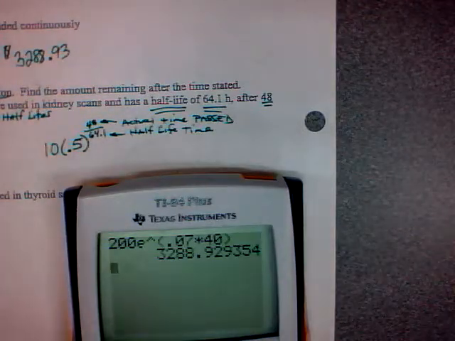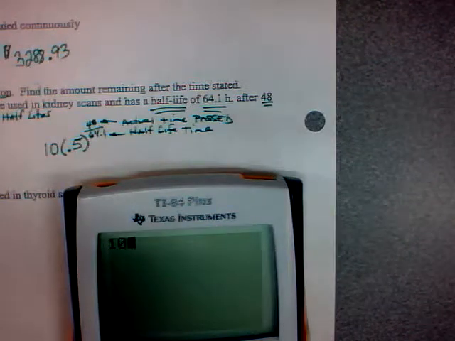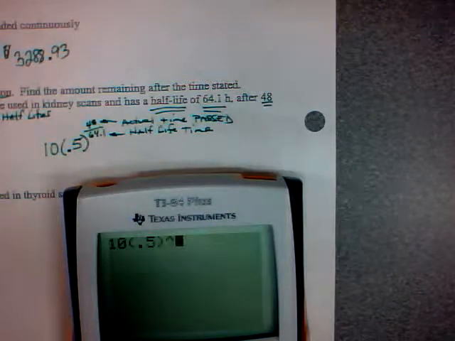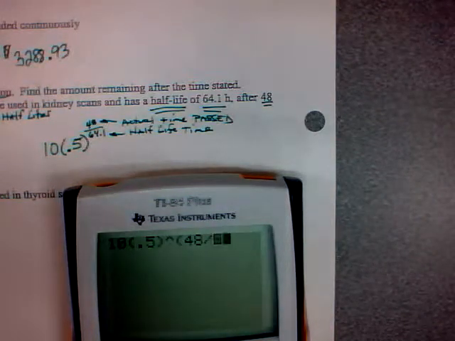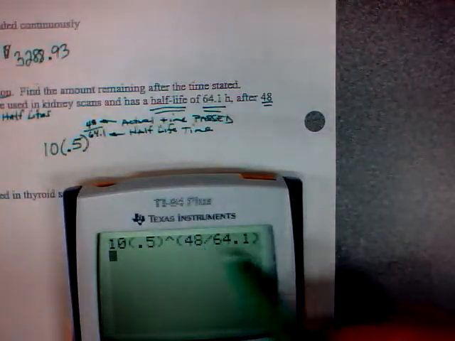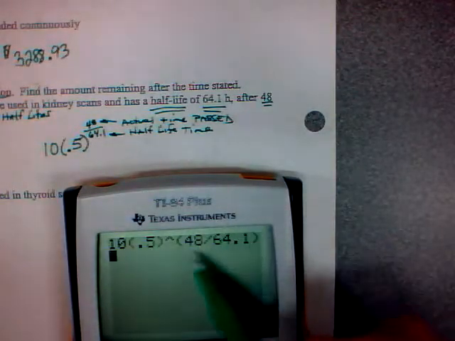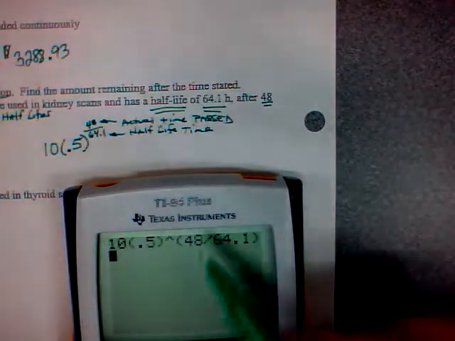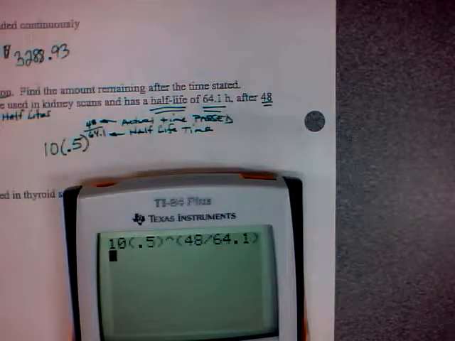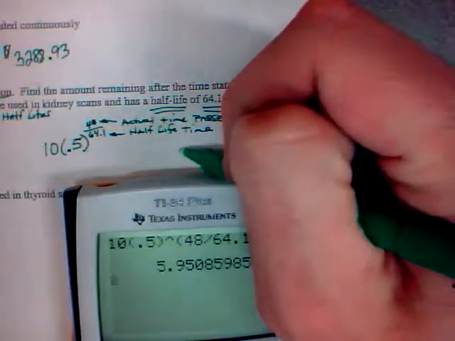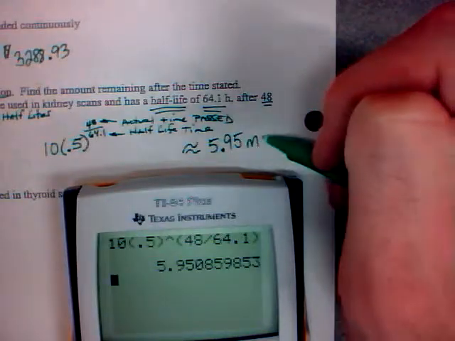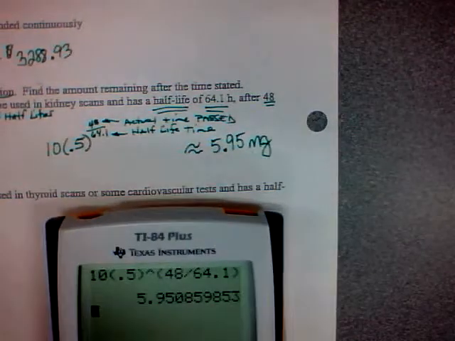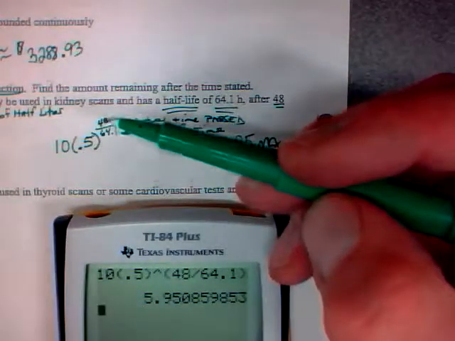So if we plug that into our calculator, we have 10 times 0.5 to the power. Now here we're going to need to divide 48 divided by 64.1, and all of that needs to go in parentheses. You need to take the half-life calculation and put that in parentheses because that whole calculation is your power. So we hit enter and our answer here is approximately 5.95 milligrams left over.